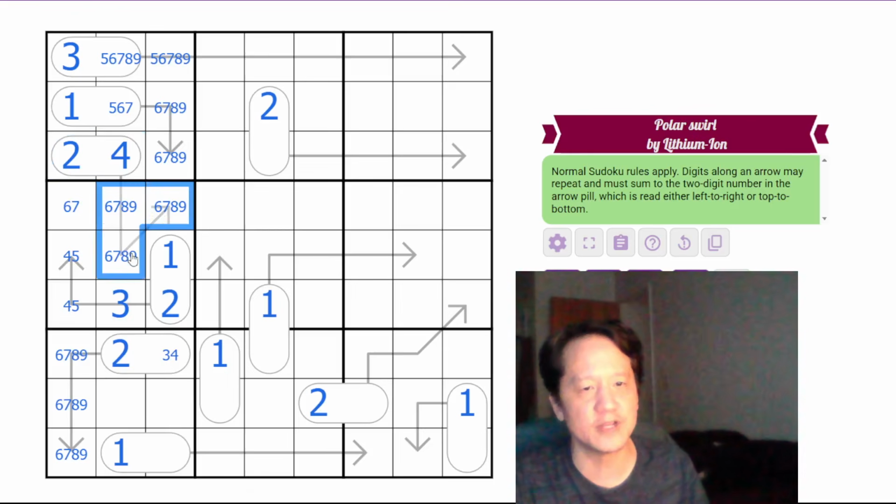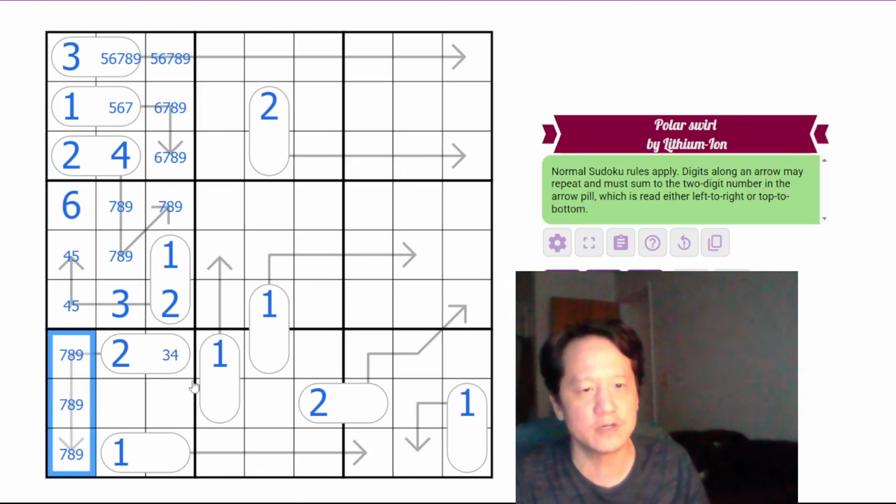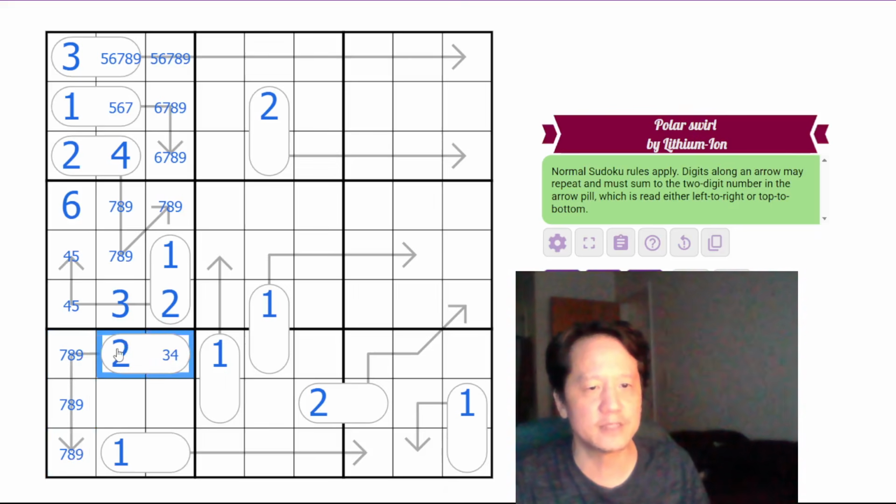24 must be 7, 8, 9 added up together. So this is 7, 8, 9, which means this can't be 7. This is 6, which eliminates 6 in the rest of the column. So 7, 8, 9 adds up to 24. So this is 24 there.